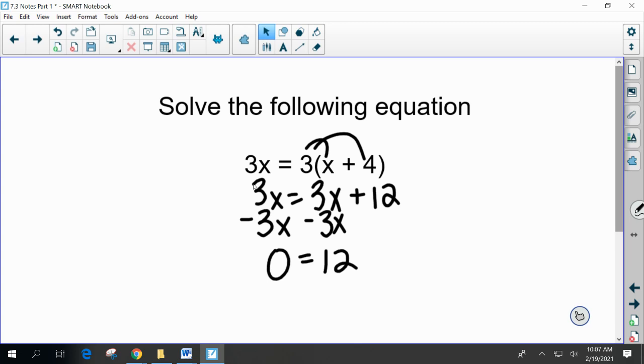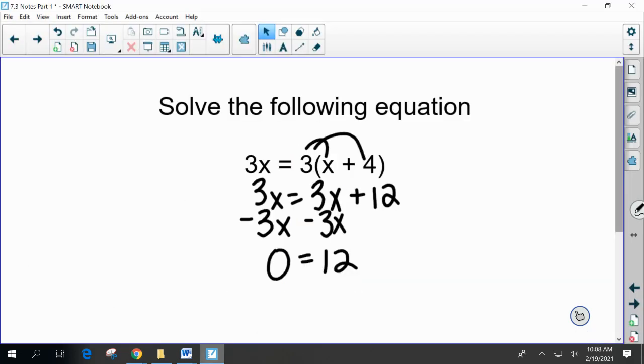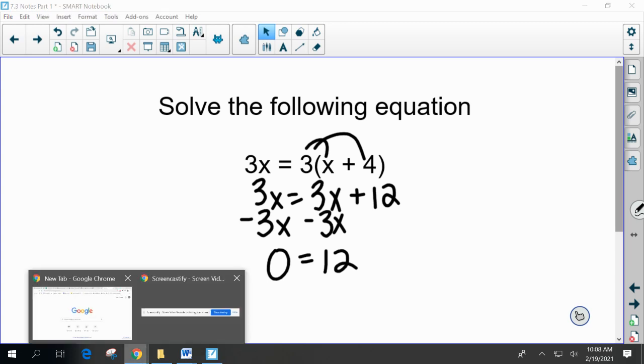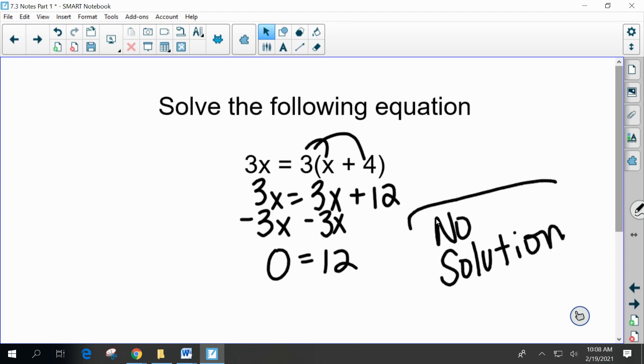I just heard you guys say that makes no sense. Does 0 equal 12? Is that true? No. There are no x's anymore. If I have 3 x's and I take away 3 x's, I have no x's. So 0, does 0 equal 12? No. So the answer to this is no solution. So no solution is actually an answer.